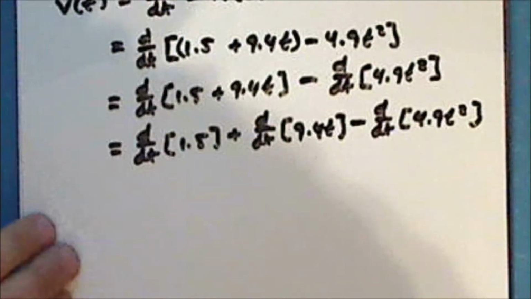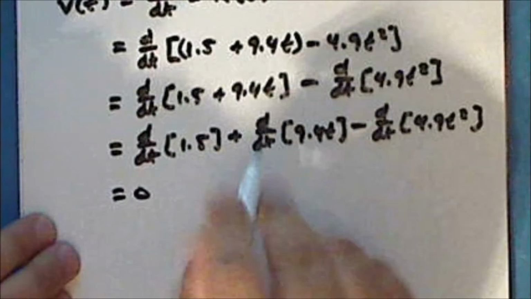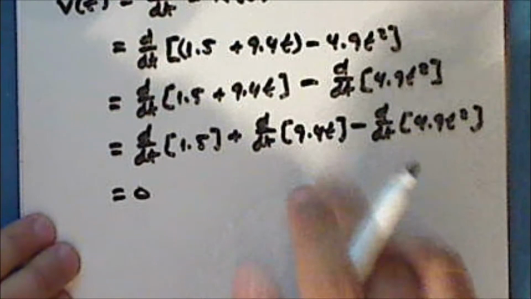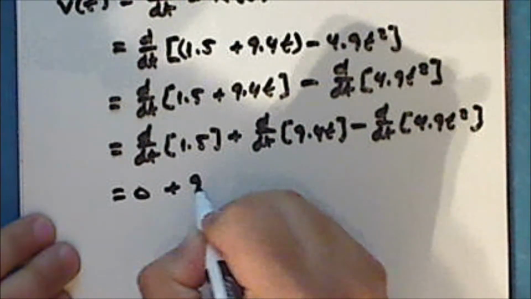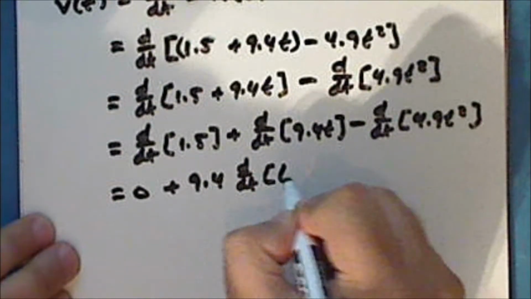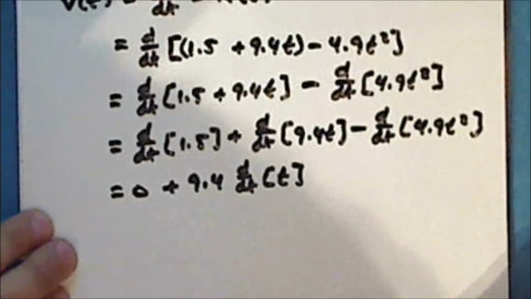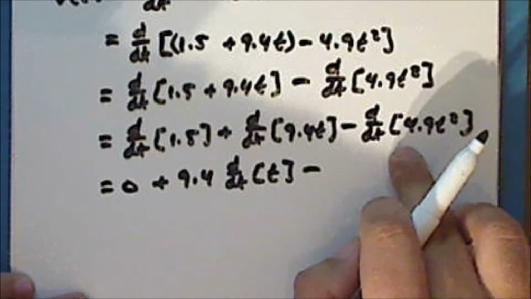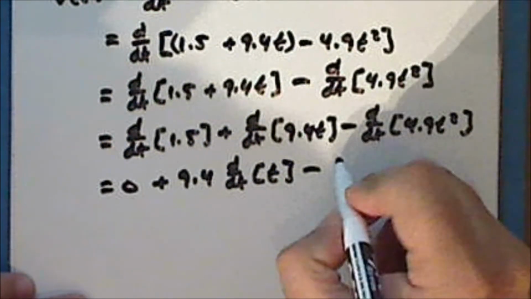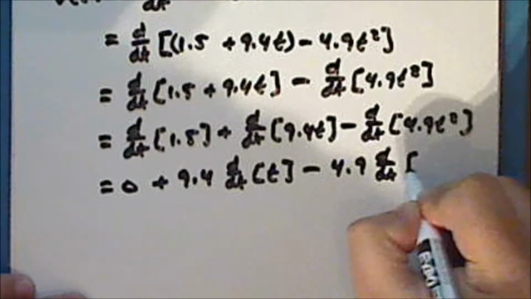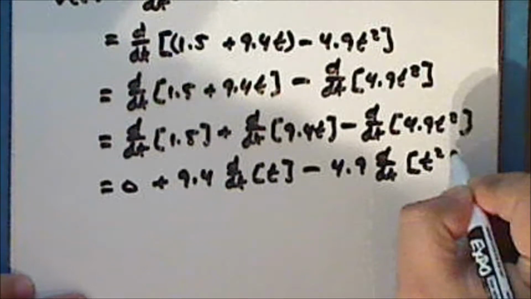Now the derivative of a constant is 0. The derivative of the constant multiple 9.4 times t is the constant 9.4 times the derivative with respect to t of the monomial t to the power of 1. The derivative of the constant multiple 4.9 times t squared is the constant 4.9 times the derivative with respect to t of the monomial t squared.